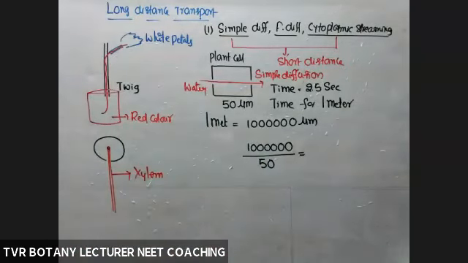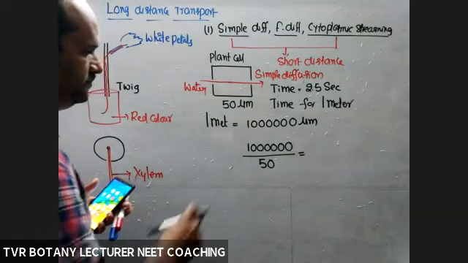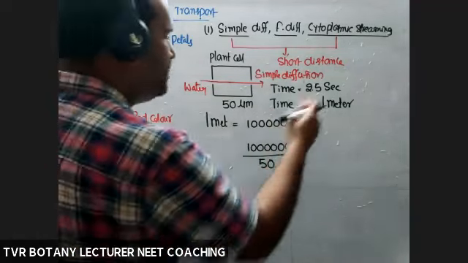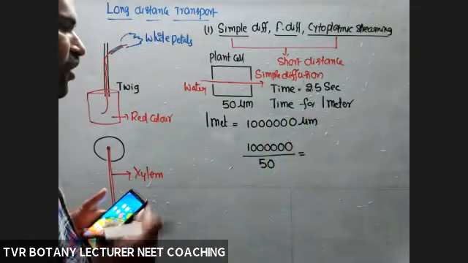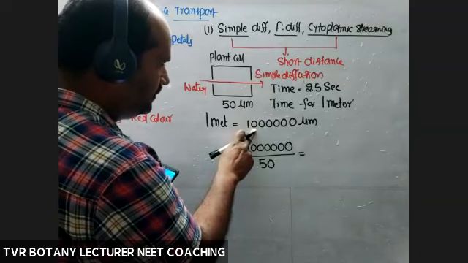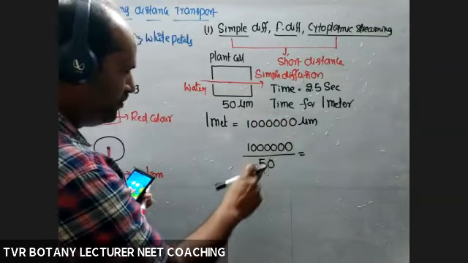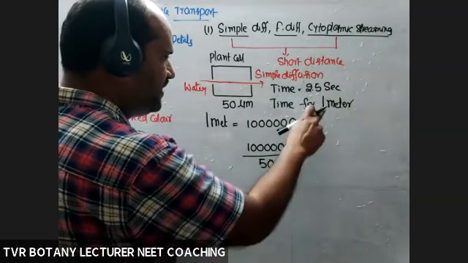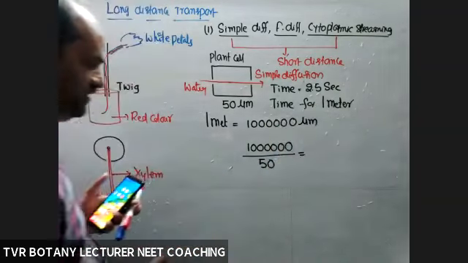Okay, so like that, total distance divided by the length of one cell. What about how many cells we can accommodate within 1 meter length? First, calculate the total number of cells. Simply 10 lakh micrometers divided by the length of one cell. You'll get the total number of cells that can be accommodated in 1 meter length.